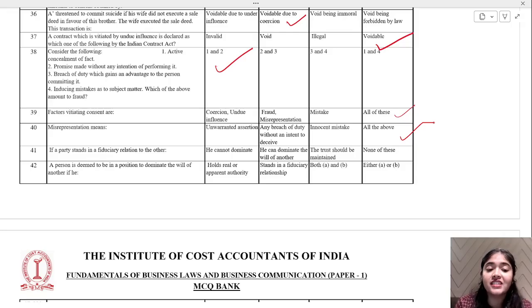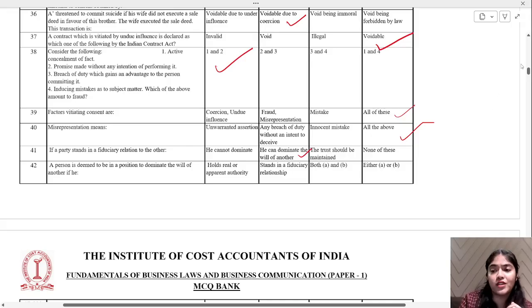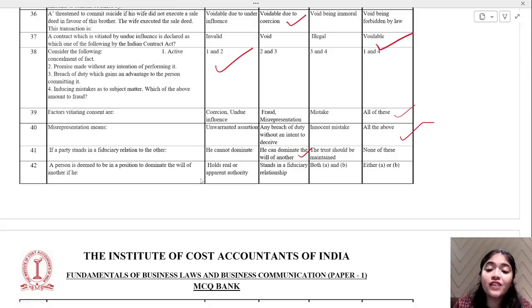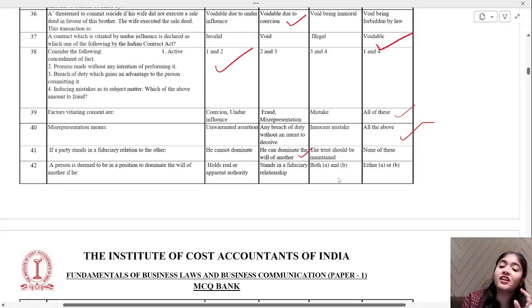If a party stands in a fiduciary relation to the other, he cannot dominate? He can dominate the will of the other? The trust should be maintained, and none of these. What do you think is the correct one? He can dominate the will of the other. They're in a fiduciary relationship, so they have a trust-based, authority relationship. They can influence. A person is deemed to be in a position to dominate the will of another if he holds real or apparent authority, or stands in a fiduciary relationship: both A and B. So that is both. You have a fiduciary relationship, or you have real or apparent authority, both.